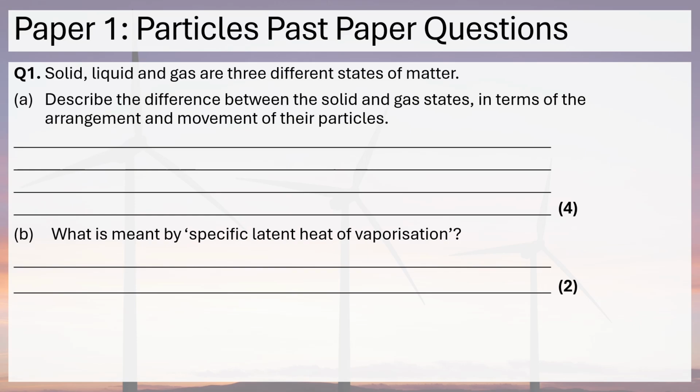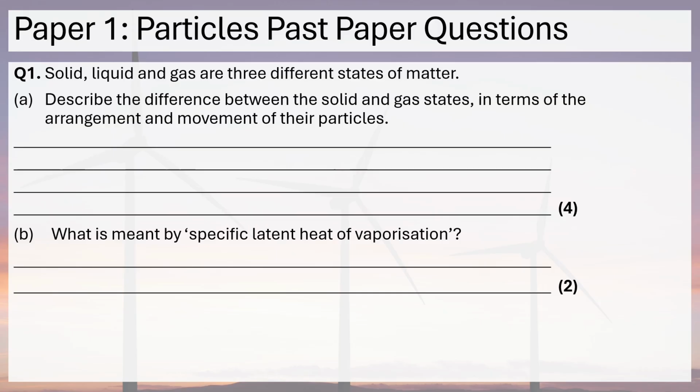This video models some answers to typical past paper questions for Combined Science Physics Paper 1. I'm specifically looking at the particles topic this time and around about grades 4 to 5 in terms of the level of the questions. Let's start with question 1.